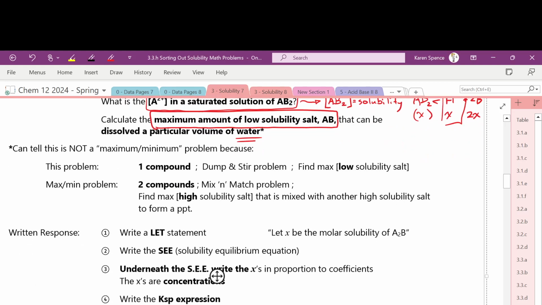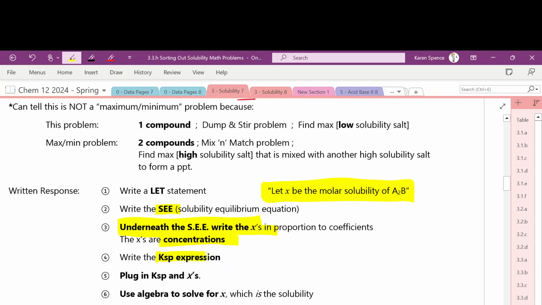So for these ones, you need to write a let statement. Let X be the molar solubility of A2B. Do you remember that statement? You get a mark for that. Write the ICE table. Underneath the ICE table, you're going to write the X's. The X's are the concentrations. Write the Ksp expression, plug in, solve. Yes? So you need to show all that work for a written response question.